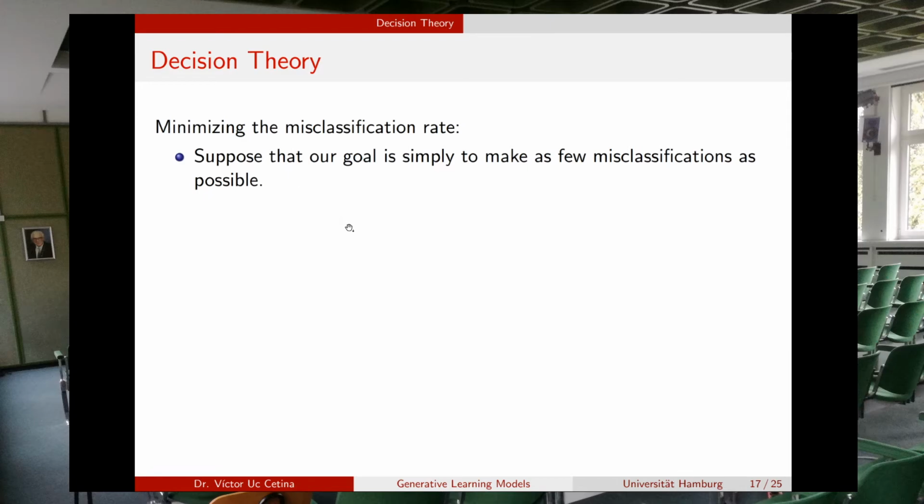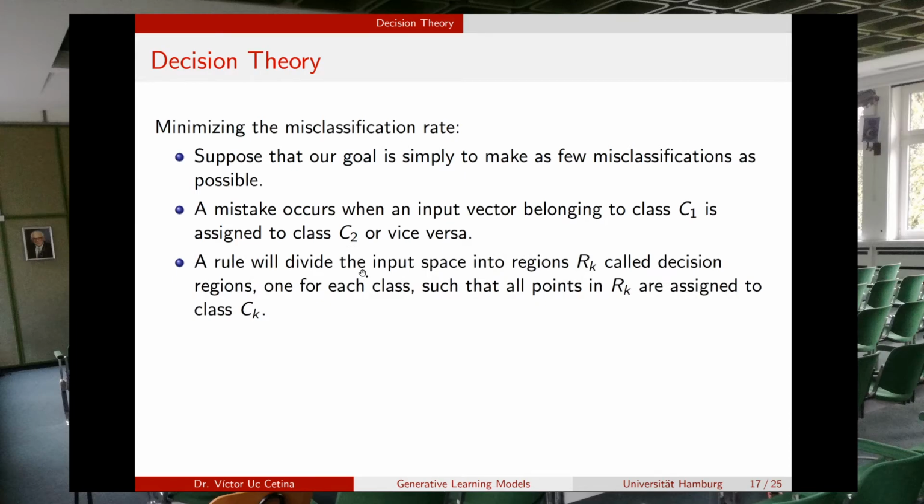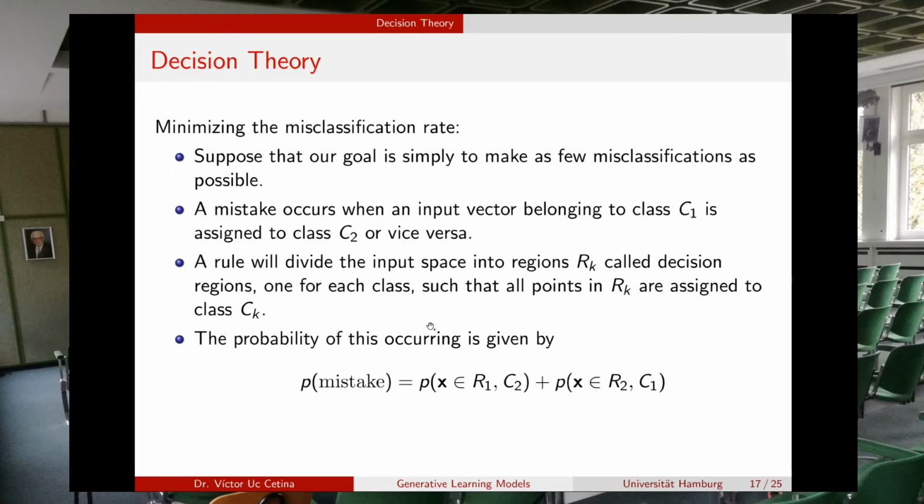So what we want to do is to minimize the misclassification rate. We want to make the least number of errors. So suppose that our goal is simply to make as few misclassifications as possible. A mistake occurs when an input vector belonging to class C1 is assigned to class C2, or vice versa. A rule will divide the input space into regions Rk, which are called decision regions, one for each class, such that all points in region Rk are assigned to class Ck.